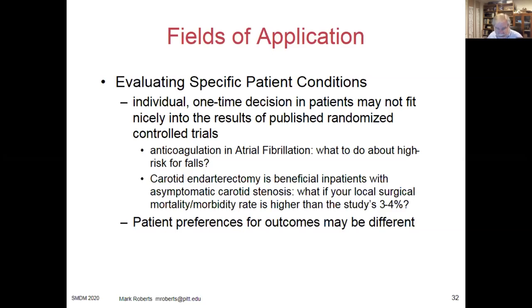And we know that if the local surgical mortality is higher than the study's 3 to 4%, what do you do? The carotid endarterectomy trial was done in the 5 best centers in the United States, and the average morbidity and mortality of 3 to 4% was about a third of the average mortality of people with carotid endarterectomy in the United States by Medicare data. So how do you justify this? Models can be useful for understanding that difference. Patient preferences for outcomes may be different, and those are really easy to include in decision trees.